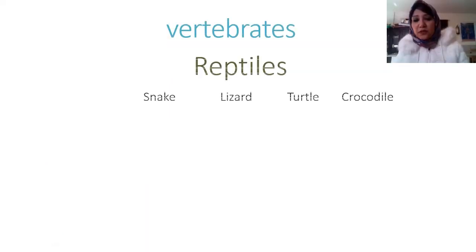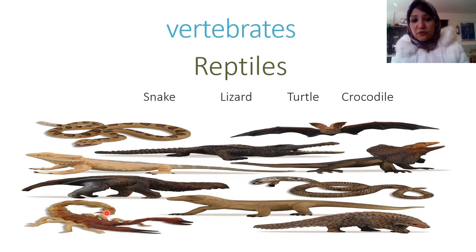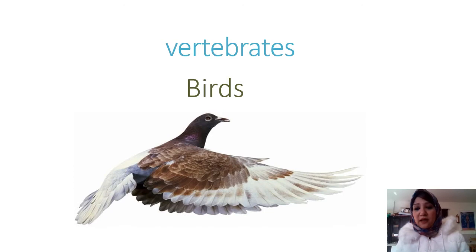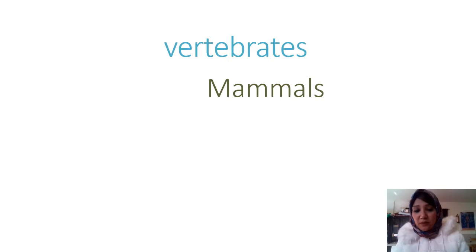The third group is reptiles. Reptiles are like snake, lizard, turtle and crocodile. The fourth group is birds. Birds are animals that have a skeleton and a backbone inside their bodies, so they are vertebrates. And the fifth group is mammals.